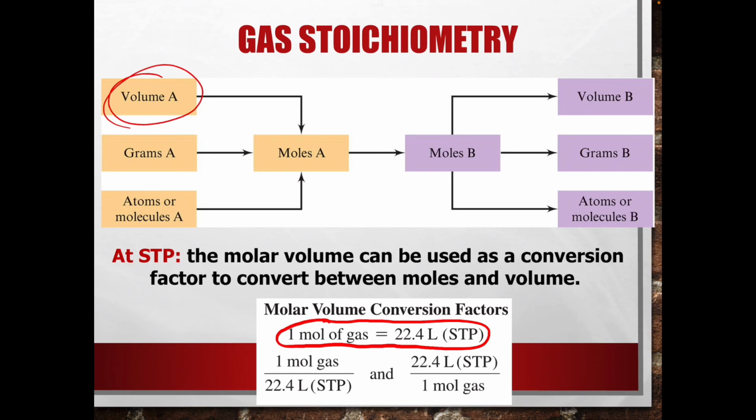Okay, so at STP, the molar volume, 1 mole equals 22.4 liters, can be used as a conversion factor to convert between moles and volume. So that conversion factor can be used as 1 mole over 22.4 liters or 22.4 liters over 1 mole. You'll notice that this says STP all over it, okay? If you are not at STP, then 1 mole does not equal 22.4 liters. It'll equal some other volume. It only equals 22.4 at STP. In this class, we are not going to solve stoichiometry problems that are not at STP, so you don't need to worry about that in this class.